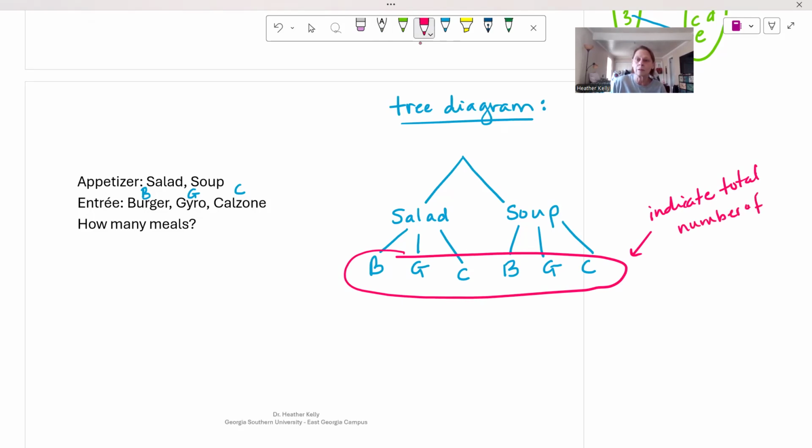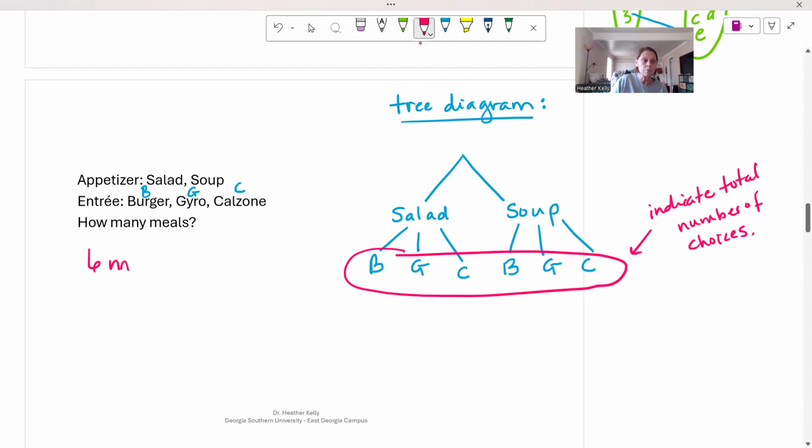Boy, I cannot write today. Okay. So how many meals will we make? 1, 2, 3, 4, 5, 6. There are 6 meals. All right. Makes sense.